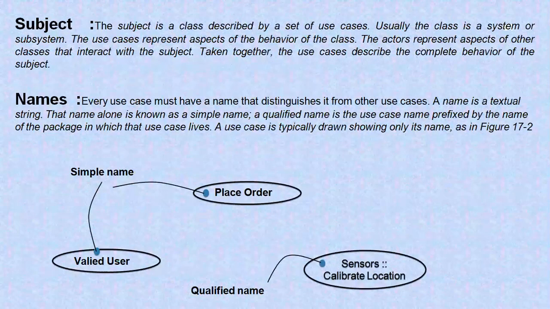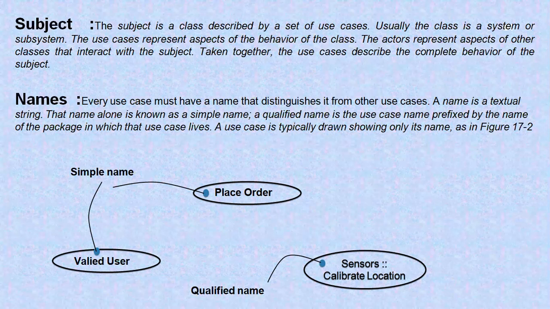Coming to the subject, the subject is a class described by the set of use cases. Usually the class is a system or a subsystem, and the use cases represent the aspects of the behavior of these classes. The actors represent the aspects of the other classes that interact with the subject. Taken together, the use case describes the complete behavior of the subject.